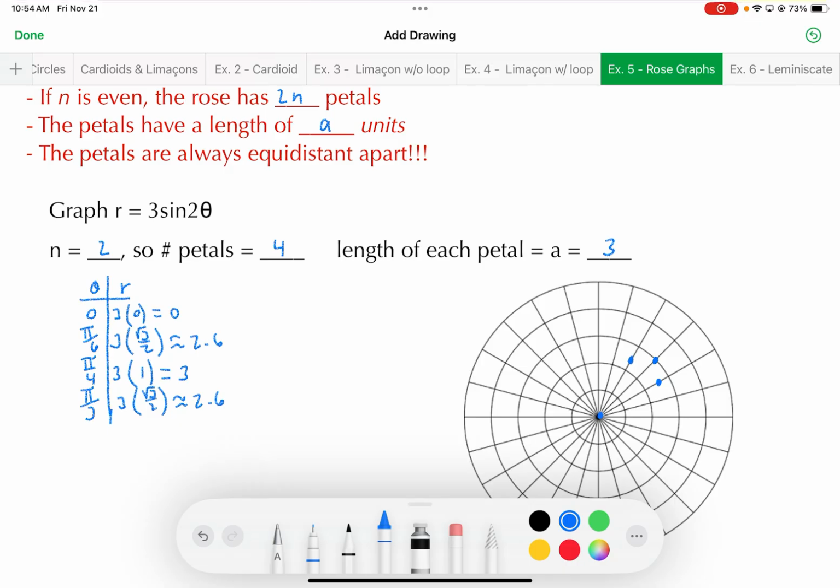And then if I go to pi over 2, it gets doubled to pi. What's sine of pi? Takes me back to 0. Okay. So I'm back at the pole. So right here is the first petal.